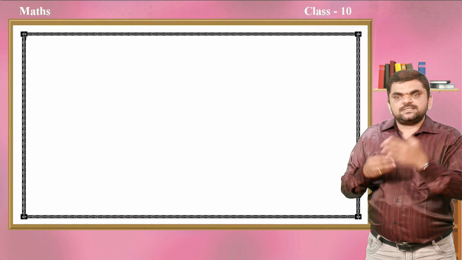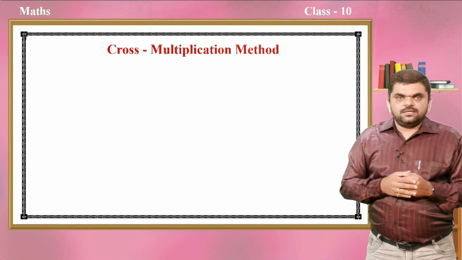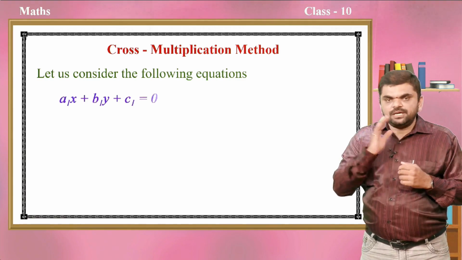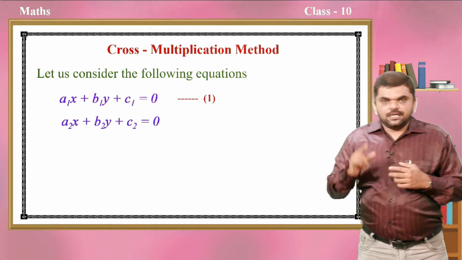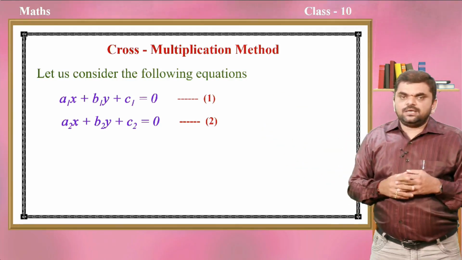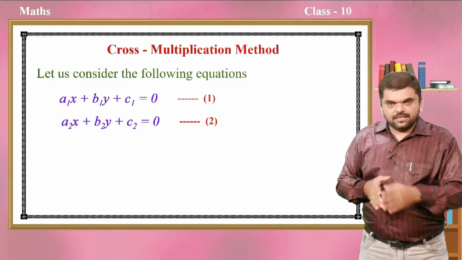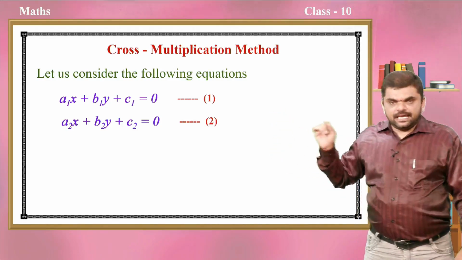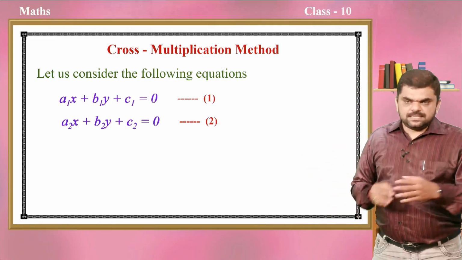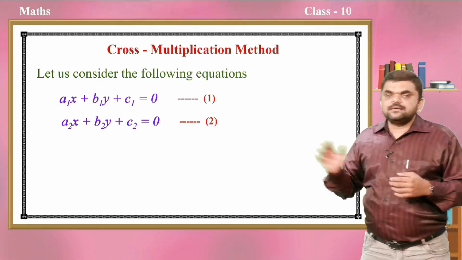Now this is called the substitution method. One more method is there, the cross multiplication method. Children, observe carefully. Let us consider the following equations. First equation, a1x plus b1y plus c1 is equal to 0. Here the coefficient of x is a1, coefficient of y is b1 and c1 is constant. And again consider another equation, a2x plus b2y plus c2 is equal to 0. Here the coefficient of x is a2, coefficient of y is b2 and c2 is constant.